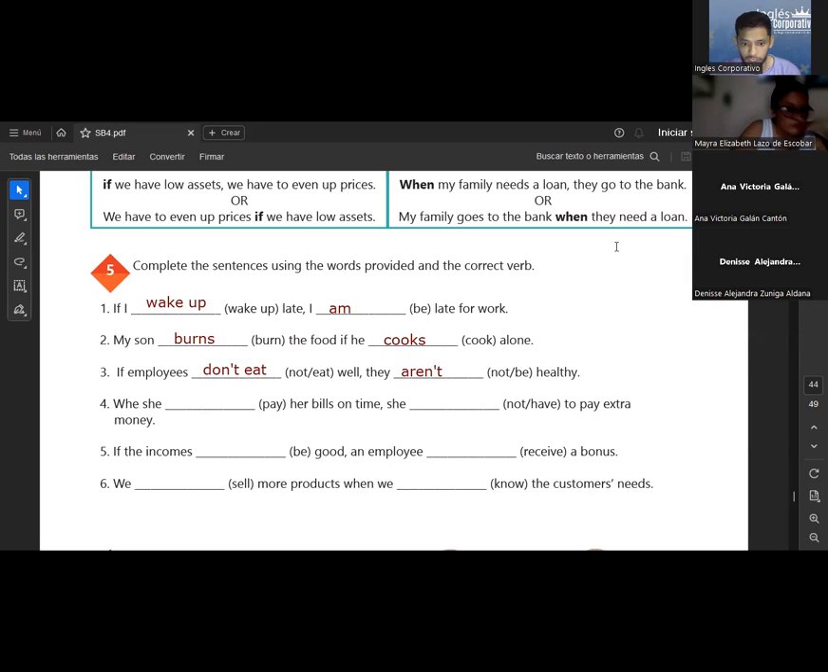Okay. Number four. Ana, bring number four. When she pays her bills on time, she aren't have to pay extra. Okay, dice, when she pays her bills on time, she, sería acá, she doesn't have to pay extra money. Doesn't have. Number five.